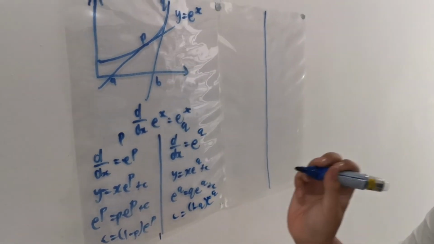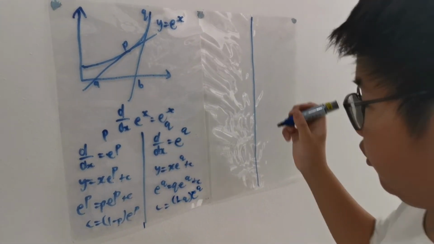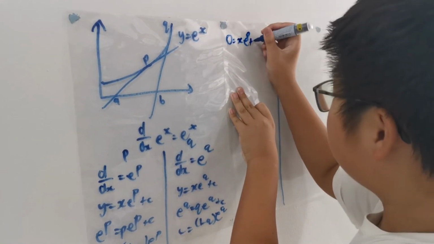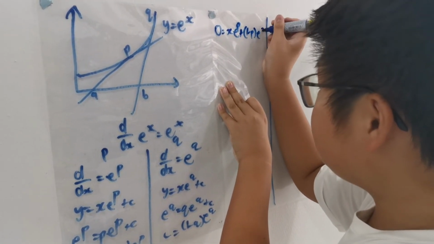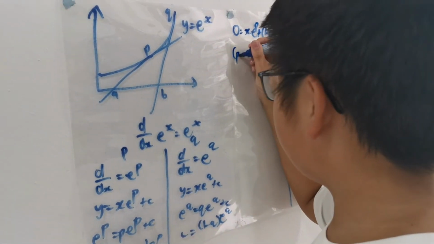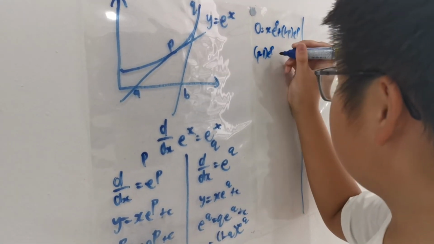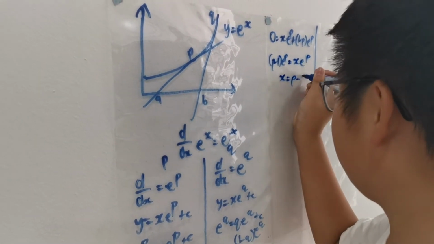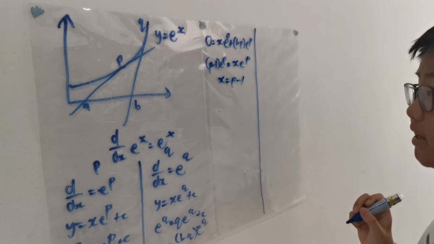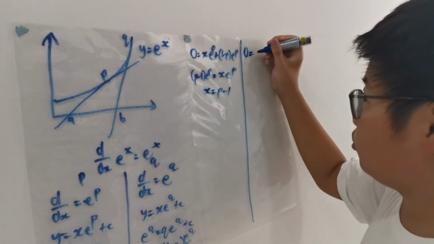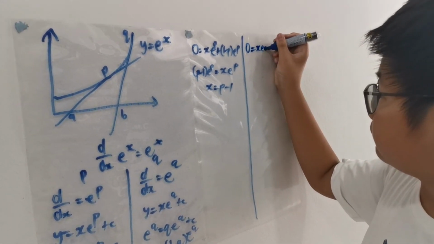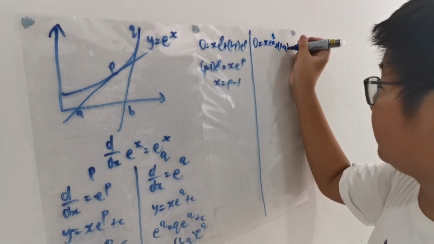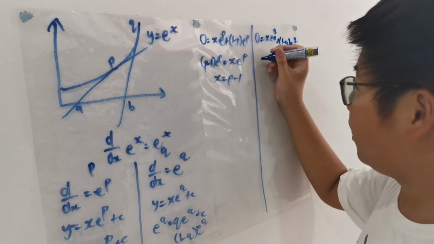Now to find the intercept, we set y to be 0. 0 equals x e^p plus e^p minus p e^p. So (p minus 1) e^p equals x e^p. x equals p minus 1. How can it be that simple? Let's try it for Q. Actually, we won't bother, but I'll just write all the steps down here so that you have a quick grasp of what's going on.